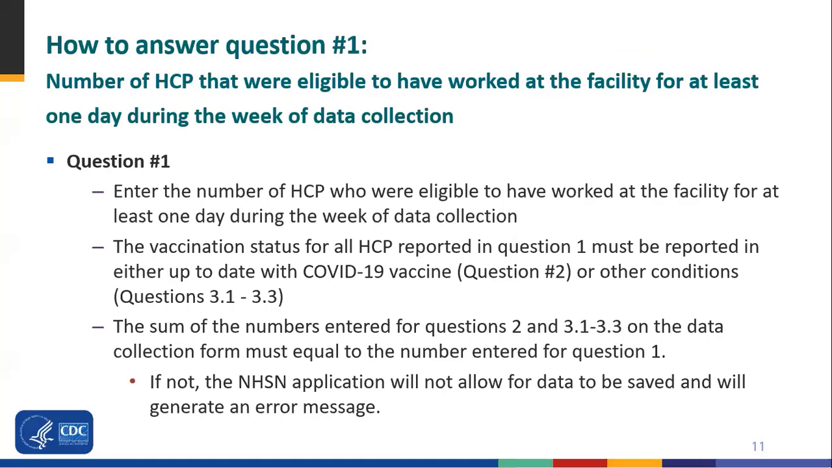In the next few slides, we'll review how to answer questions 1, 2, and 3 on the form. For question 1, facilities should enter the number of healthcare personnel who were eligible to have worked at the facility for at least 1 day during the week of data collection. Please note that the vaccination status for all healthcare personnel reporting in question 1 must be reported in either up to date with COVID-19 vaccines, which is question 2, or other conditions, which consist of questions 3.1 through 3.3.